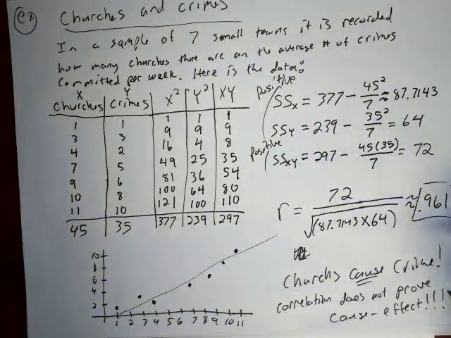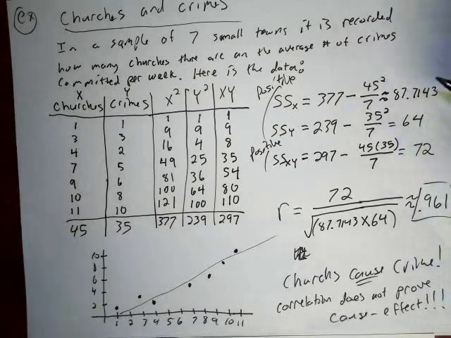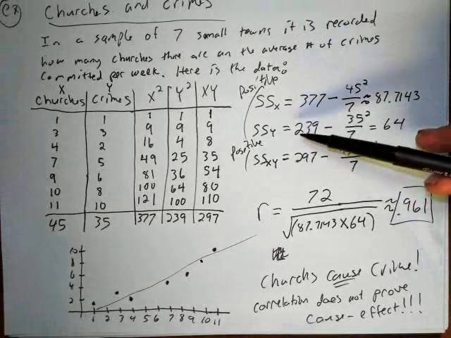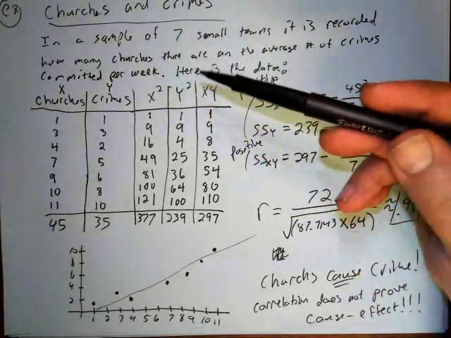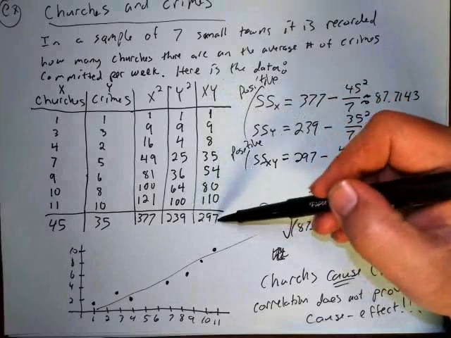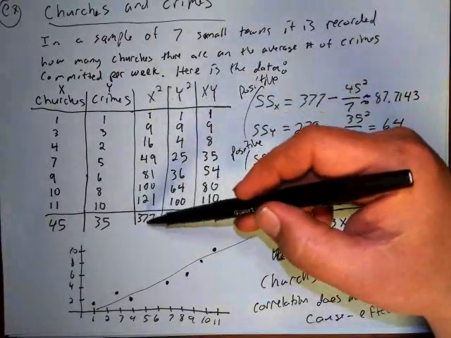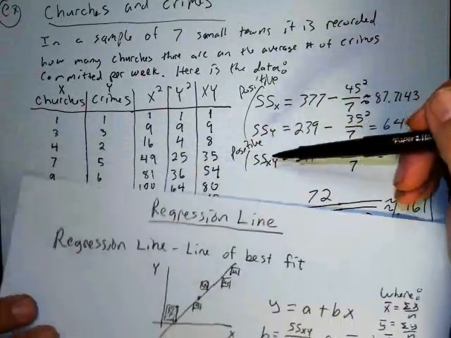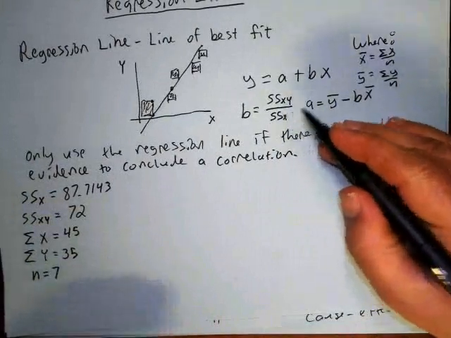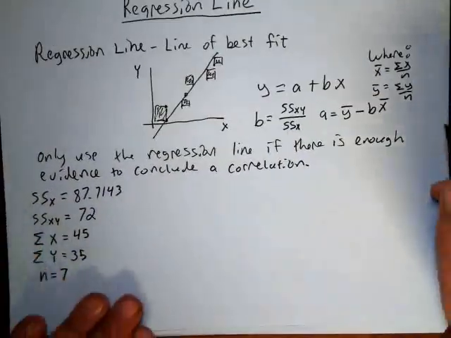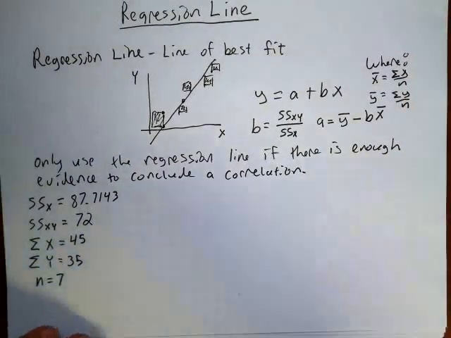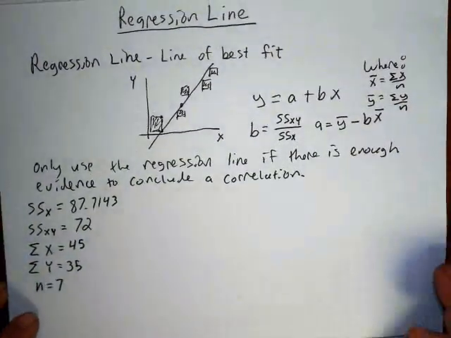It's very important that when you do this, you actually use the SS's. I've seen a lot of people use the sum of XY and the sum of X squared for their SSX and SSXY. You've got to make sure you use these when calculating B, okay? You don't need SSY, but you do need these two sums.